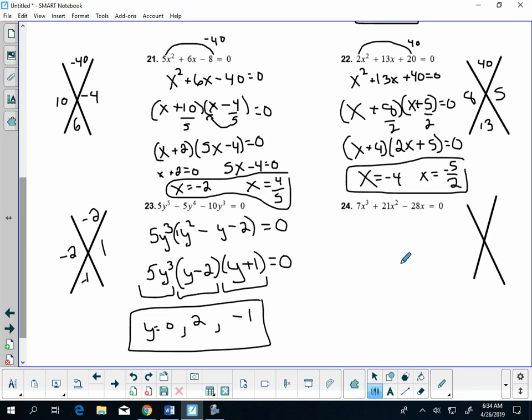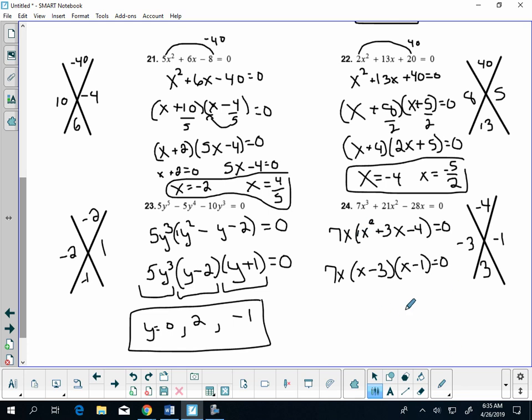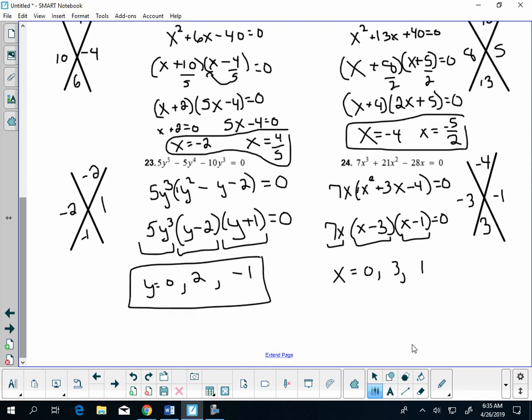All right, number 24, it looks like there's a GCF there of 7x. And I'll be left with x squared plus 3x minus 4 equals 0. I can go straight to my diamond problem. It needs to multiply to negative 4, add to 3, and those two numbers are negative 3, negative 1. So I'm still going to have my GCF of 7x, x minus 3, x minus 1. I don't need to divide because my coefficient was 1 there. Go ahead and take each factor, set it equal to 0, and you're going to get x equals 0, 3, and 1. All right.